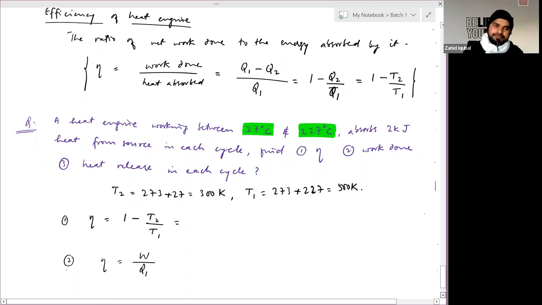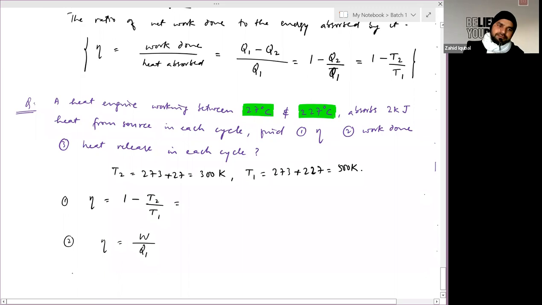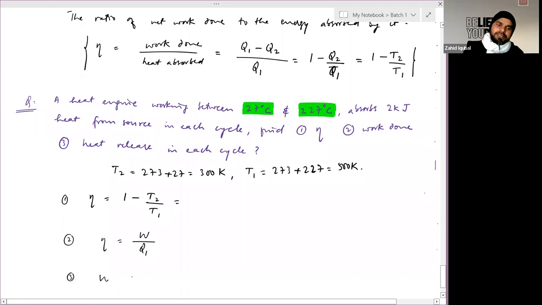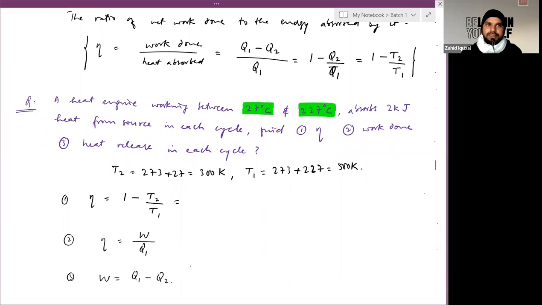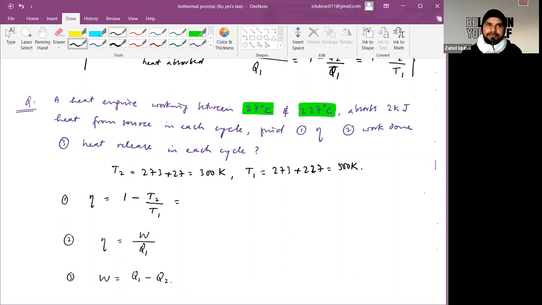And then work done is equal to Q1 minus Q2. You'll get the value of Q2. Try to solve.